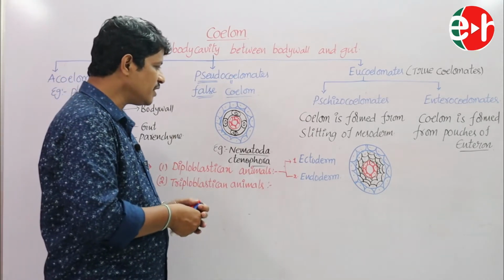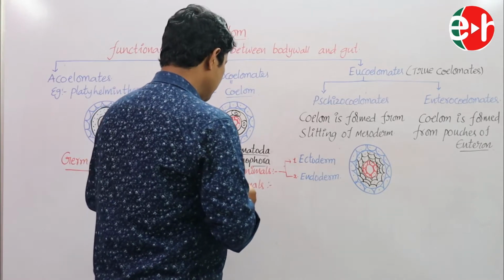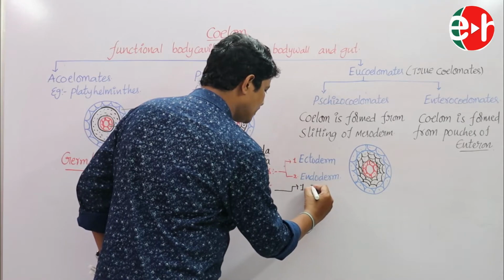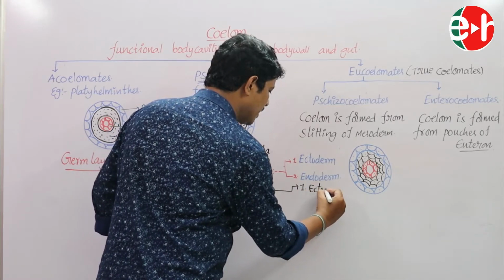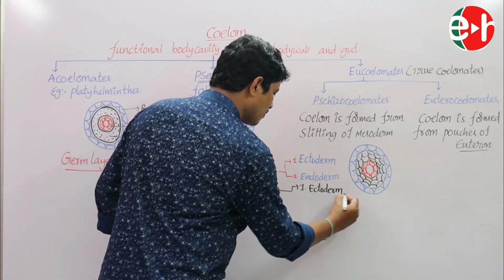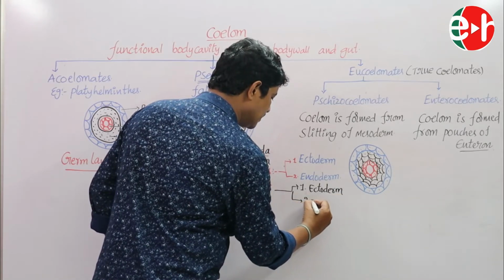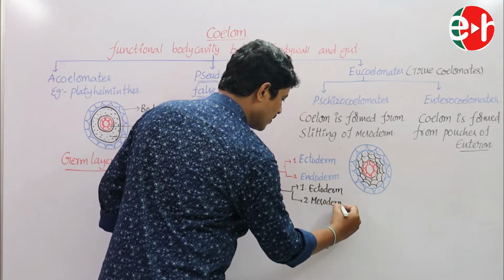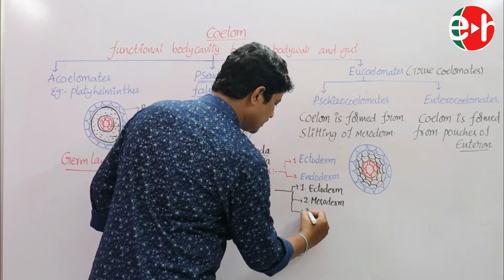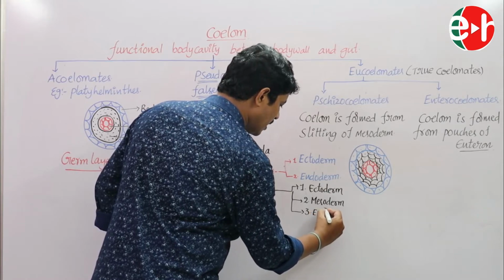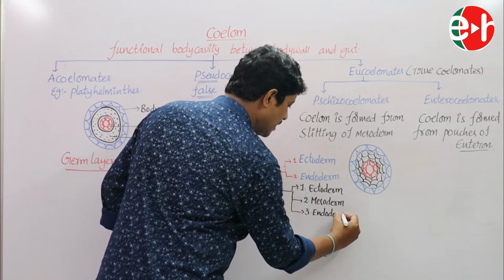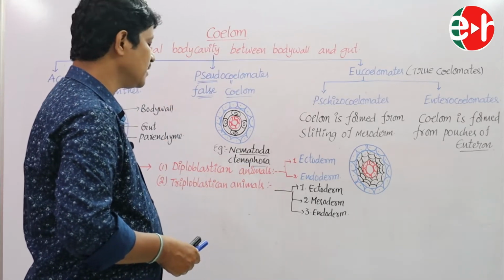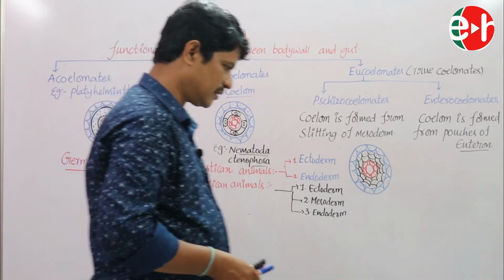The animals with three distinct layers: the first one is ectoderm, the second one is mesoderm, and the third one is endoderm. So the animals with three distinct layers are called triploblastic animals.